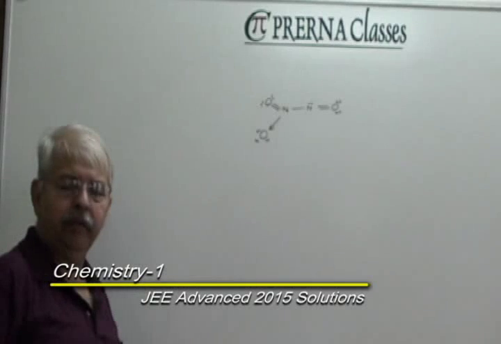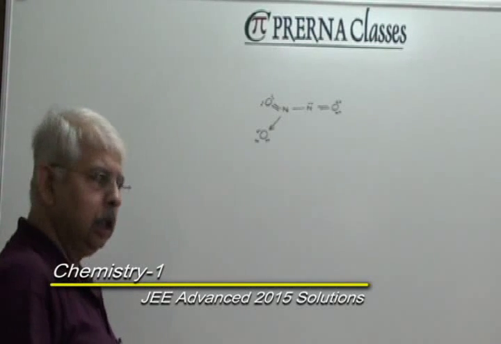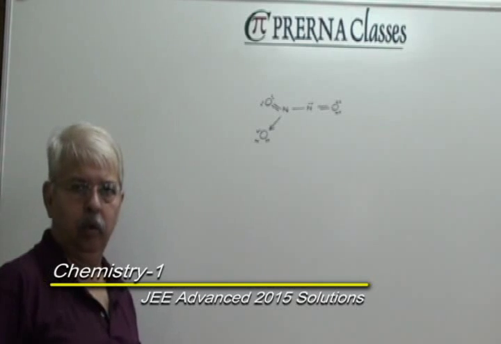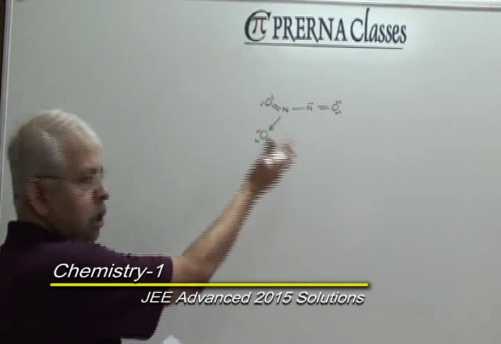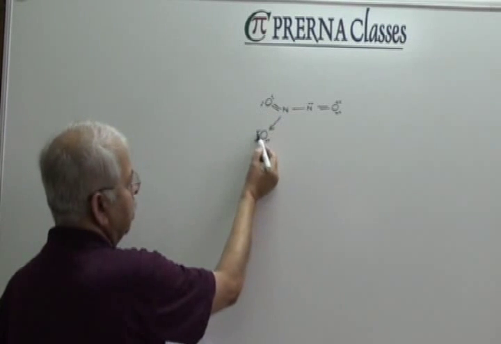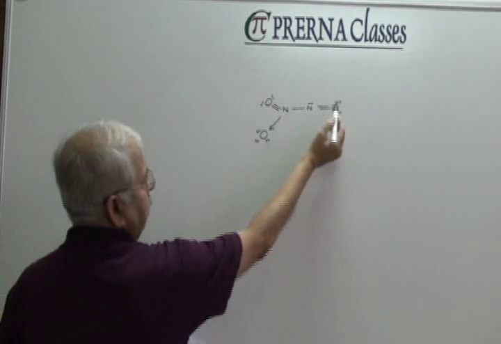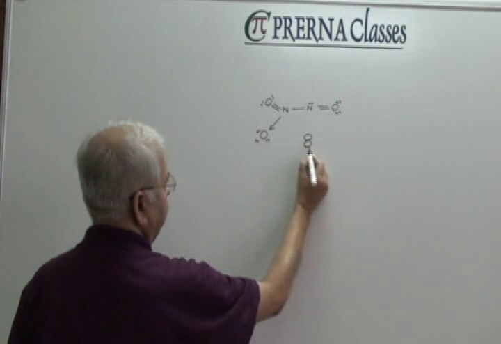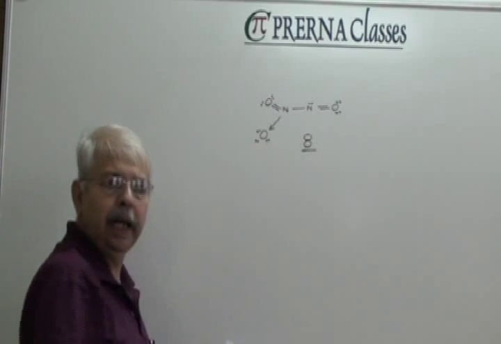In the structure of N2O3, he has asked me to calculate the total number of unpaired electrons. If you look at the structure, the total number of unpaired electrons is 1, 2, 3, 4, 5, 6, 7, 8. So the total number of unpaired electrons is 8. Therefore, the answer is 8.